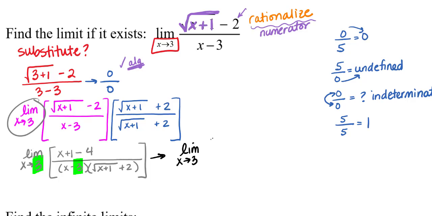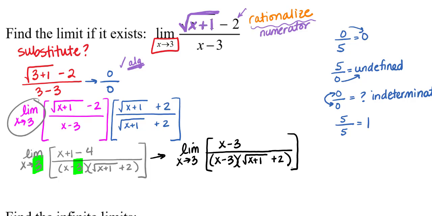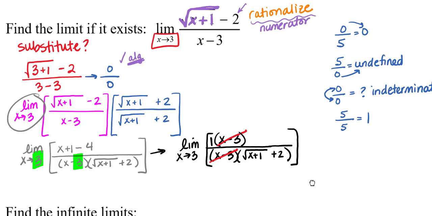So here's what my problem looks like if I just combine like terms in my numerator. Okay, this x minus 3 in the numerator is a factor. I will put a 1 in front of it just in case it's not clear, so I can divide those out. Now I have removed the discontinuity, or I've removed the 0 in both the numerator and denominator, so chances are I can actually evaluate this.